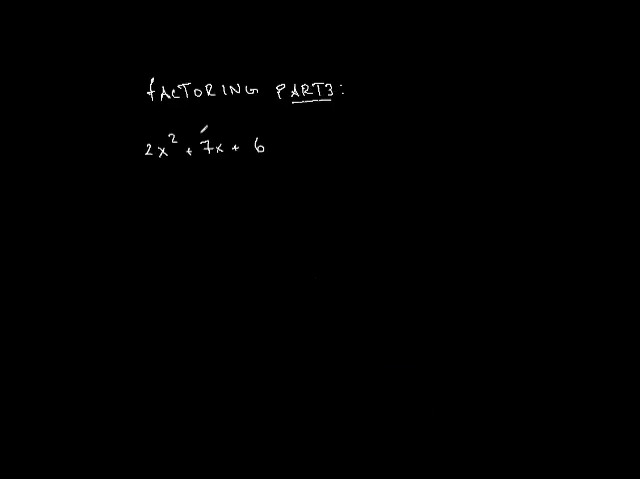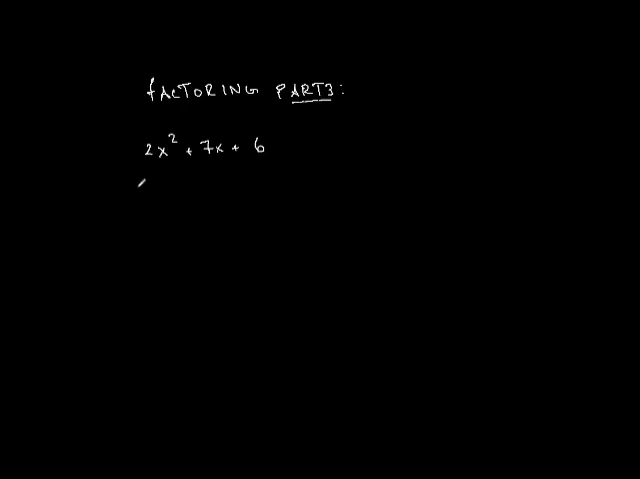So here's factoring part 3, and what I'm going to show you is a technique that I use to factor trinomials that look like this. So this is my example here. I've got 2x squared plus 7x plus 6. And I'd like to eventually write this as x plus something times x plus something in brackets. So two brackets multiplying each other.